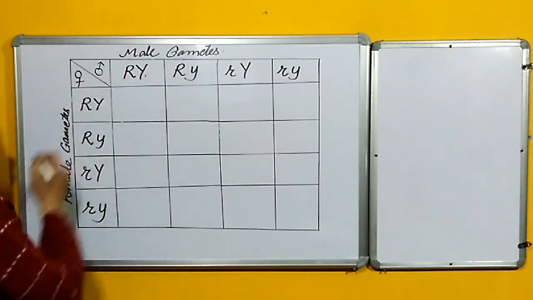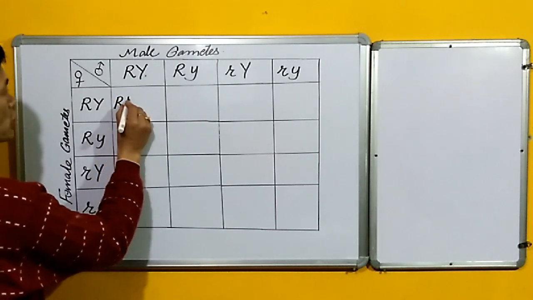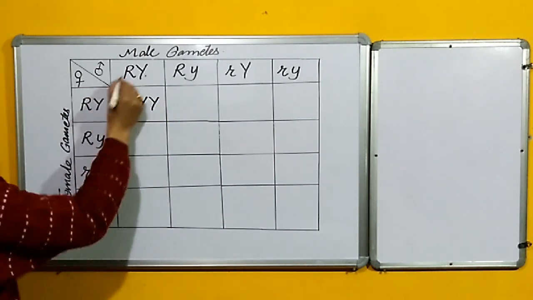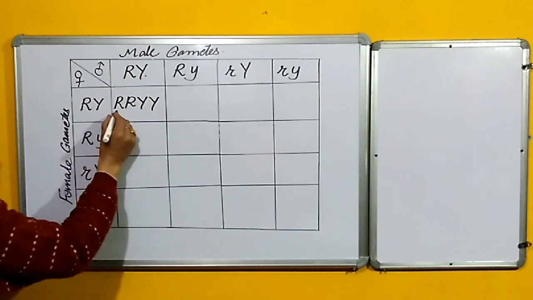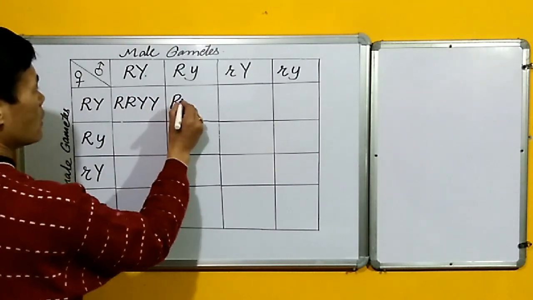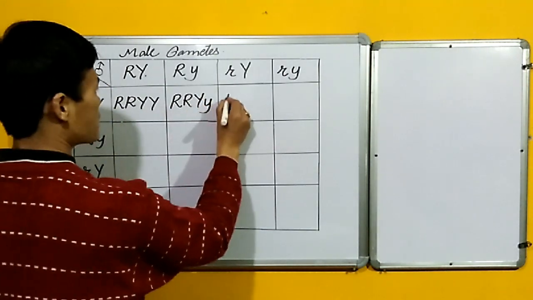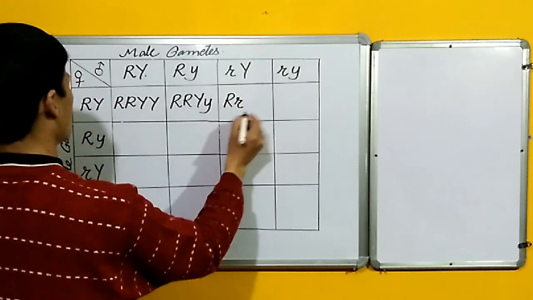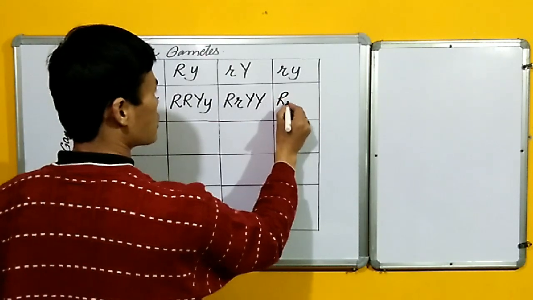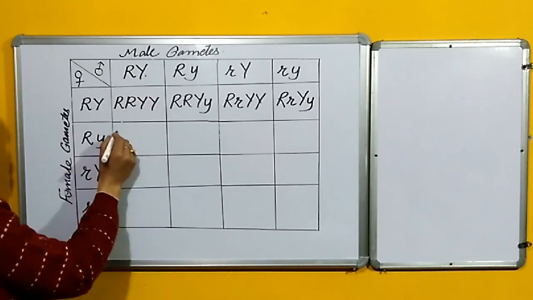If we combine the gametes, then the genotypic combination for each individual of the F2 generation will be as follows. Number one, we combine these two and we get this kind of genotype. Another one, capital R, capital Y and small y. Likewise, capital R, small r, capital Y, capital Y. Next, capital R, small r, capital Y and small y. Likewise, we will follow similarly.